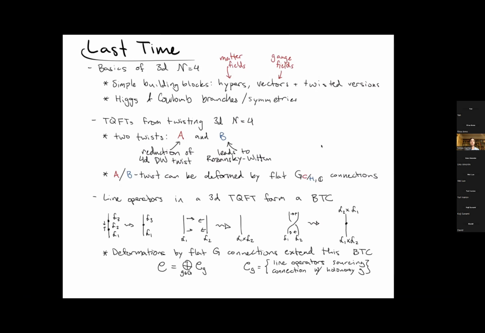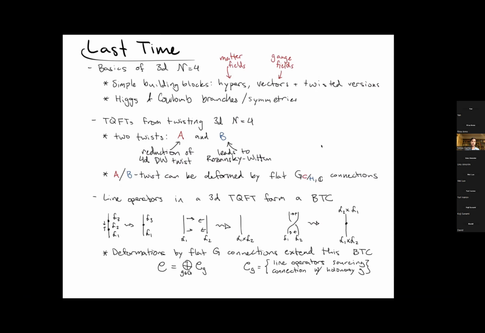When we take this collision limit, this gives us a morphism between the tensor product in one direction and the tensor product in the other direction. The flat connection deformations I mentioned above extend this braided tensor category to something like a G-crossed braided tensor category, where the category C is realized as a direct sum or a direct integral over our flavor symmetry group G, where the fibers are associated with line operators that source a flat connection with holonomy G.